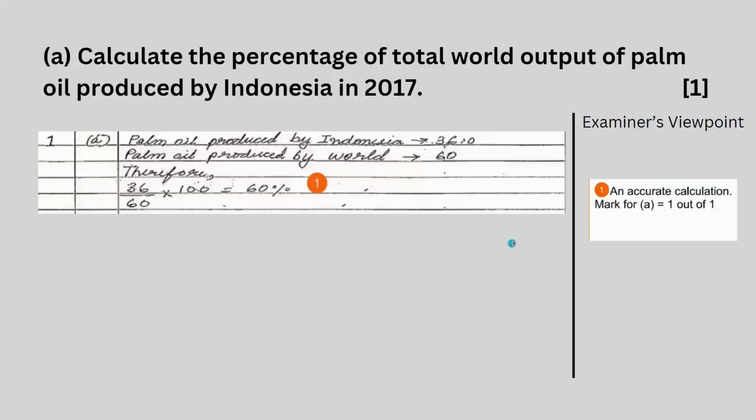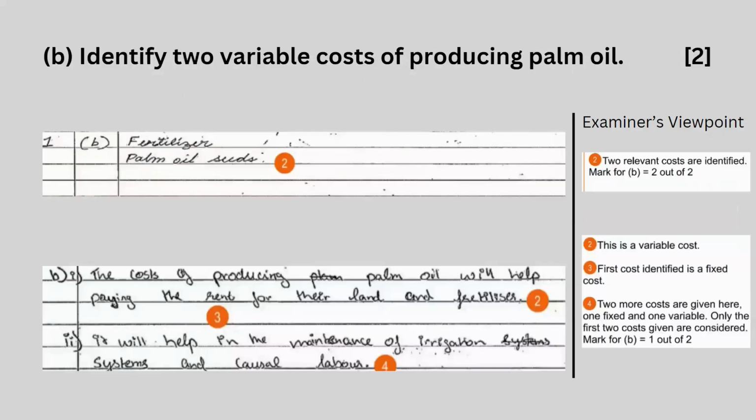The first question is to calculate the percentage of total world output of palm oil produced by Indonesia in 2017. This question is pretty straightforward, and the examiner has given 1 out of 1. This answer has been given by the student who achieved high marks. I did not include the answer written by the low-mark student because it was pretty much similar, and it was just a 1-mark question, which is some mathematics, so I didn't include it.